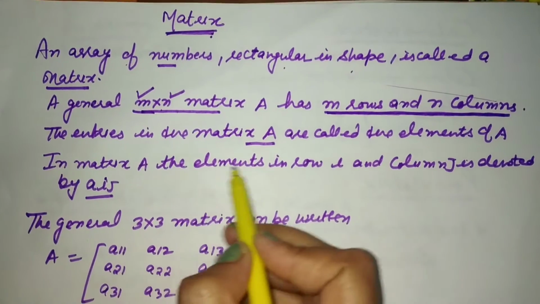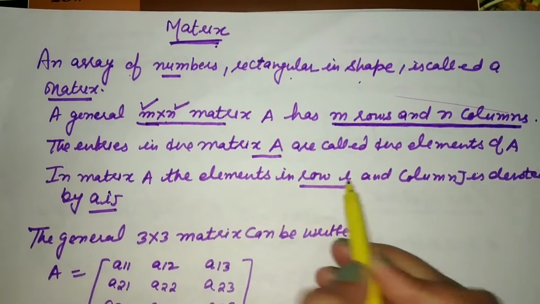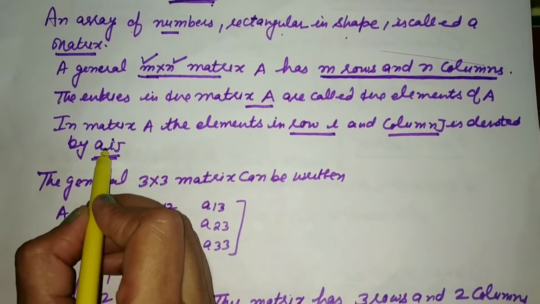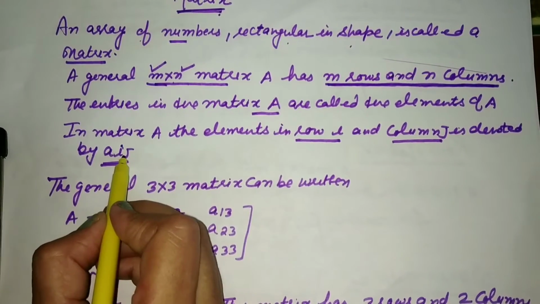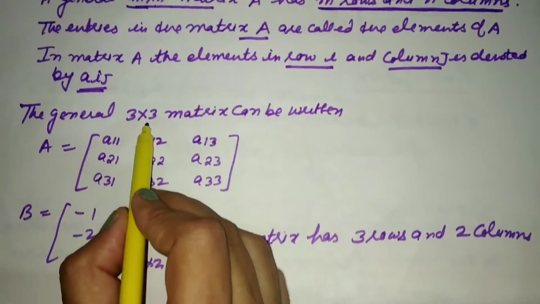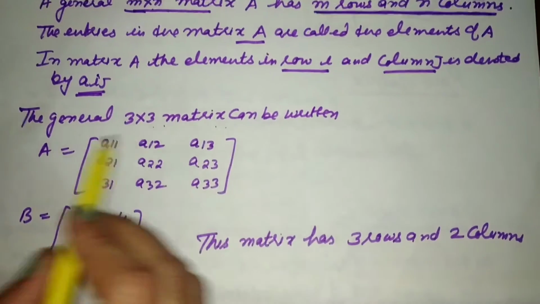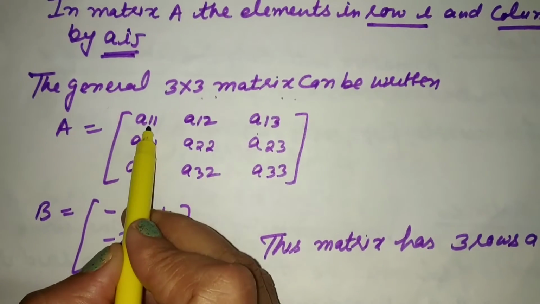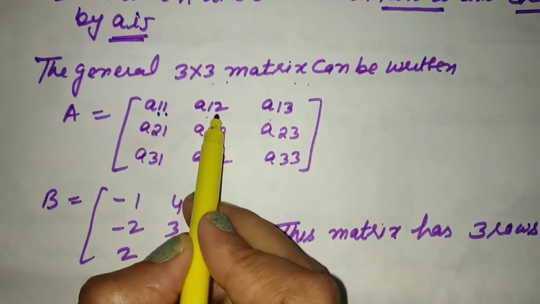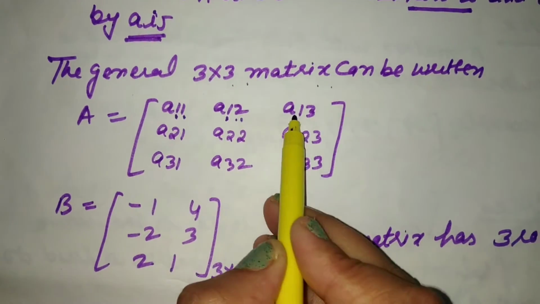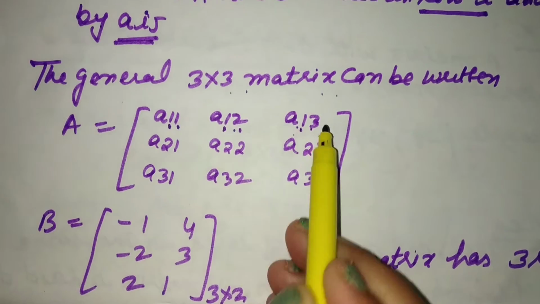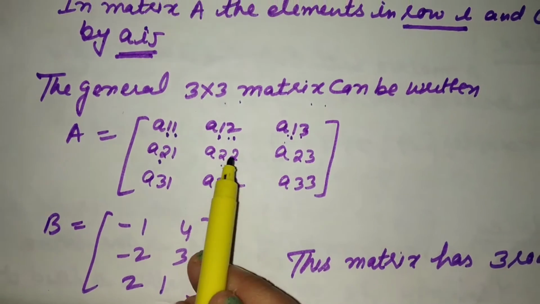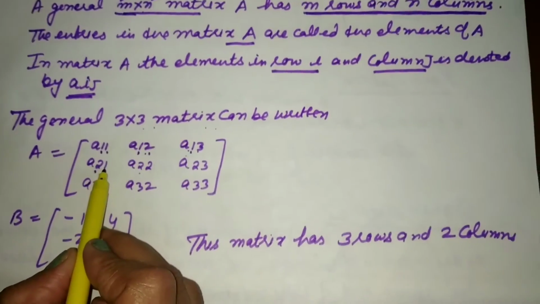In a matrix, the row of an element is denoted by I and the column is denoted by J, so it is written as Aij. Aij means I shows the row position and J shows the column position. For example, a general 3 into 3 matrix can be written as A is equal to A11, A12, A13. A11 means first row, first column. A12 means first row, second column. A13 means first row, third column. Then A21 means second row, first column. A22 means second row, second column. That means the first index shows the row and the second shows the column position.